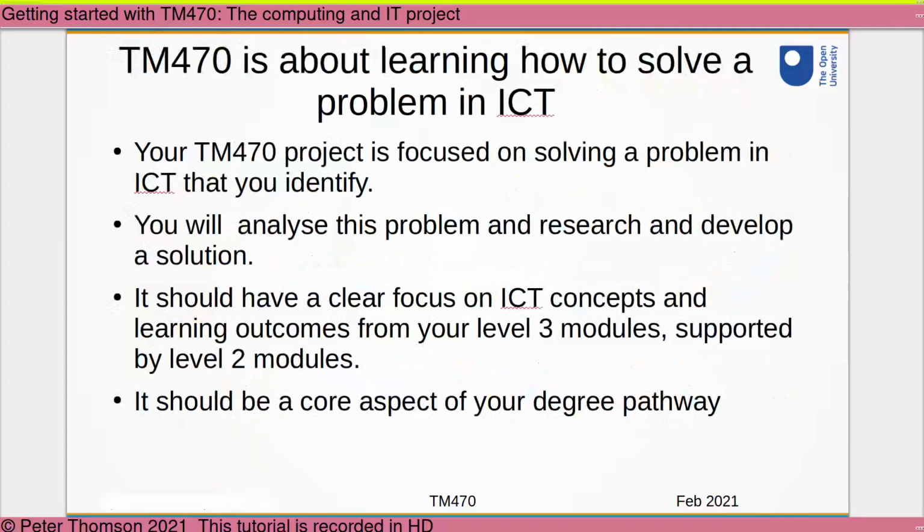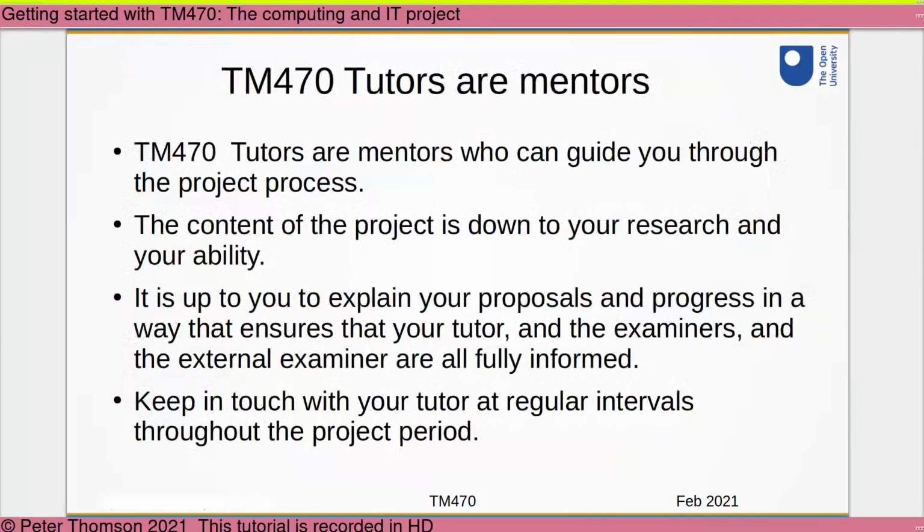TM470 is about learning how to solve a problem in ICT. For a problem that you identify, you will analyze this problem, research and develop a solution. It should have a clear focus on ICT concepts and learning outcomes from your Level 3 modules, supported by Level 2 modules. And it should be a core aspect of your degree pathway. Your TM470 tutors are mentors who can guide you through the project process. The content of the project is down to your own research and your ability.